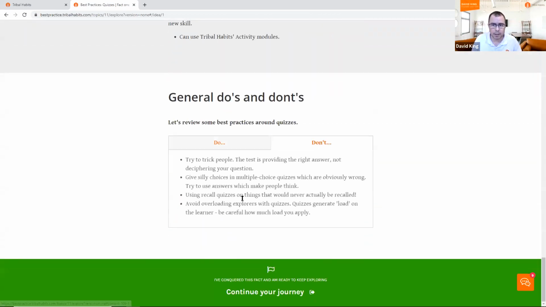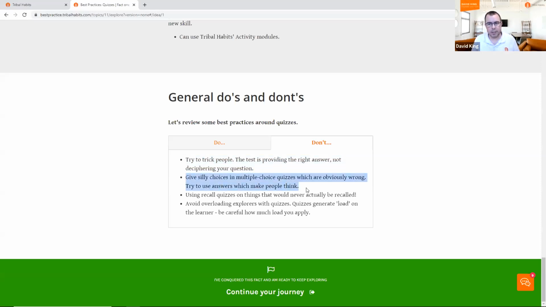On the don't side of things, don't try to trick people. The test should be providing the right answer, not deciphering your question. I don't like questions that are tricky. So if you're going to do something like, which of the following is not blah, blah, blah, then I would underline the word not. Or if you want someone to answer something in particular, bold it in the question. Don't make it a trick on did they read the question properly.